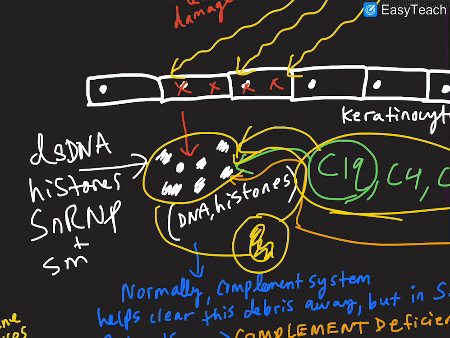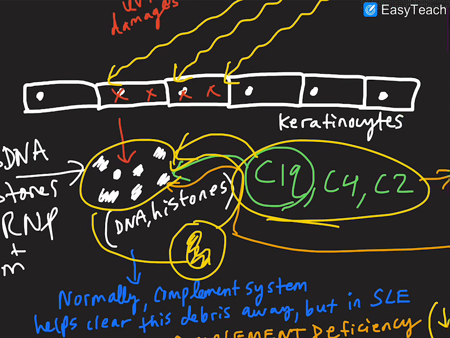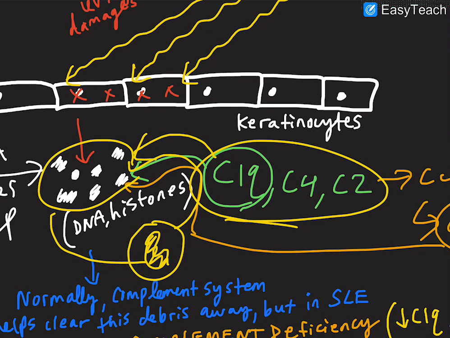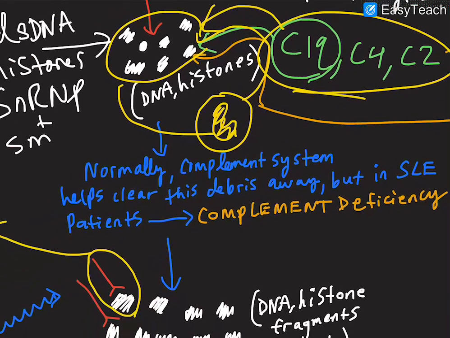You don't want your snRNPs, histones, and double-stranded DNA just hanging out outside your cells, because then it gives your immune system more time to act on it, and you may release antibodies against your own tissues. So it can lead to autoimmunity. So you want nice levels of C1q, C4, and C2 so that your complement system can bind onto these fragments and attract macrophages, so your macrophages can quickly clean it up without any inflammation and autoimmunity. This is what happens normally.